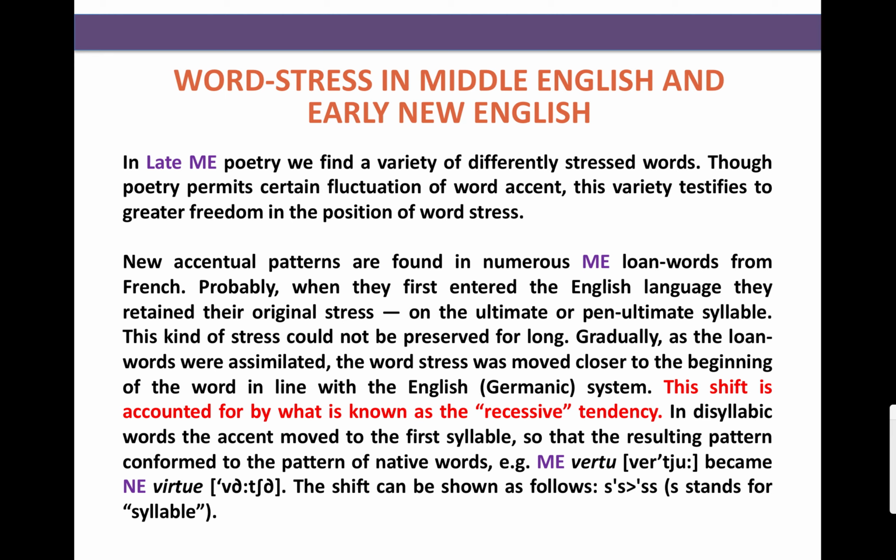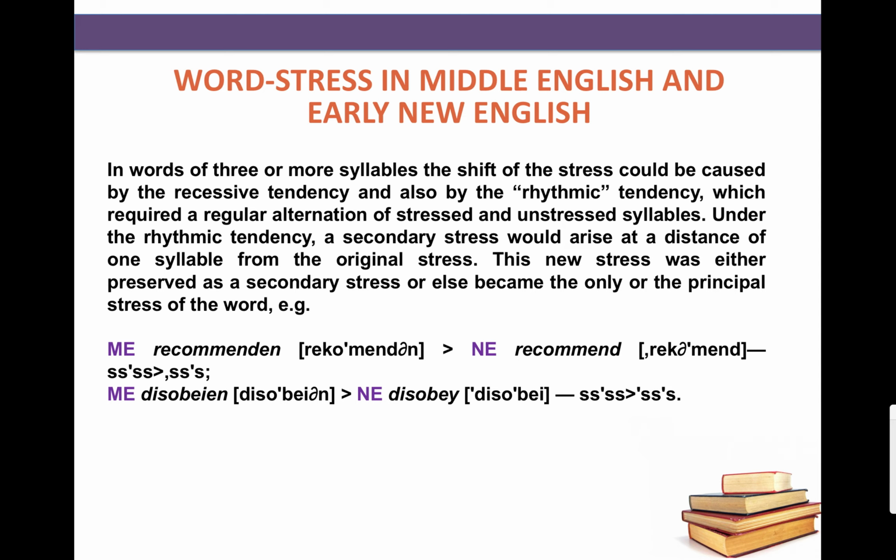In dissyllabic words, the accent moved to the first syllable so that the resulting pattern conformed to the pattern of native words. For example, in Middle English, vertu became in New English virtue. In words of three or more syllables, the shift of the stress could be caused by the recessive tendency and also by the rhythmic tendency, which required a regular alternation of stressed and unstressed syllables.